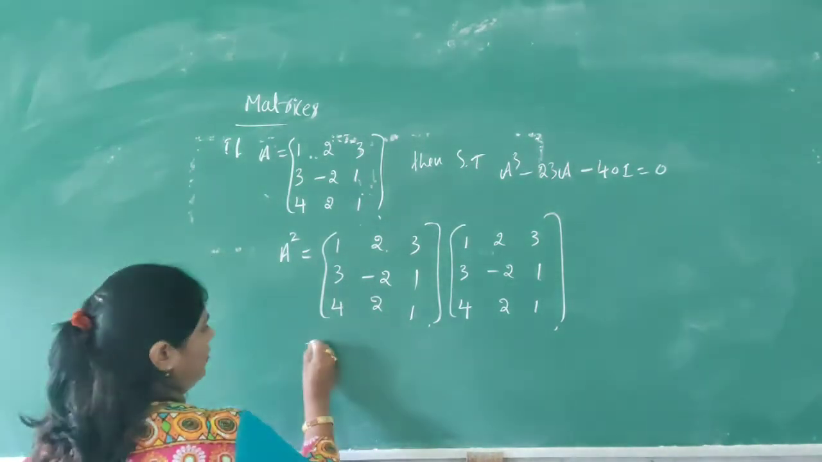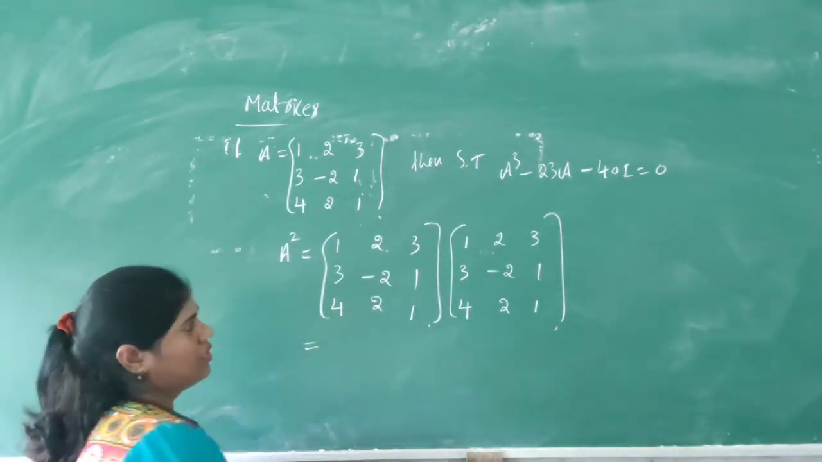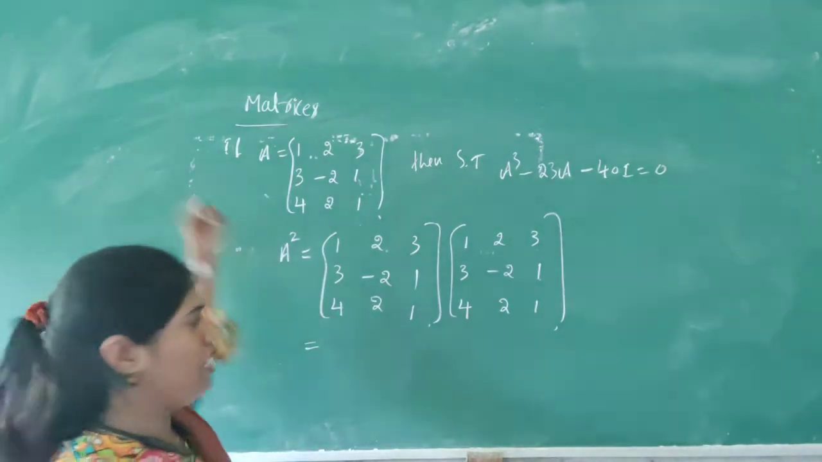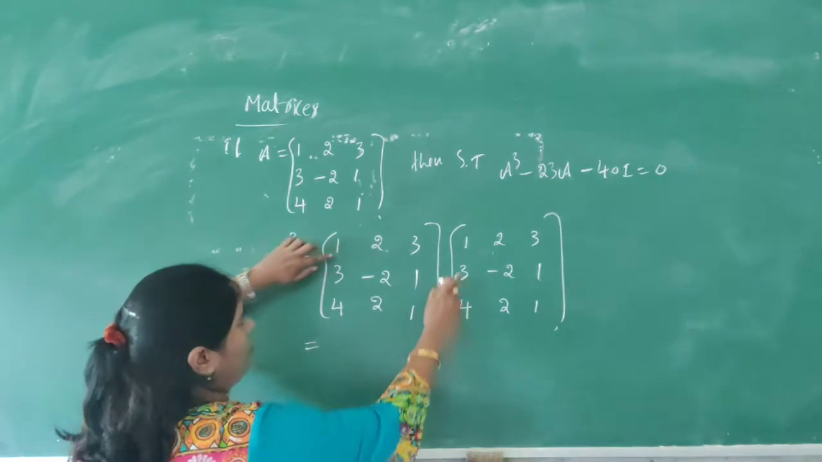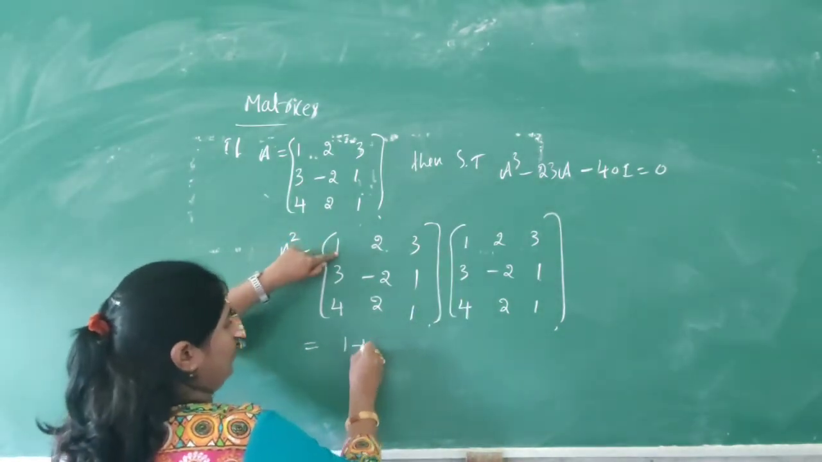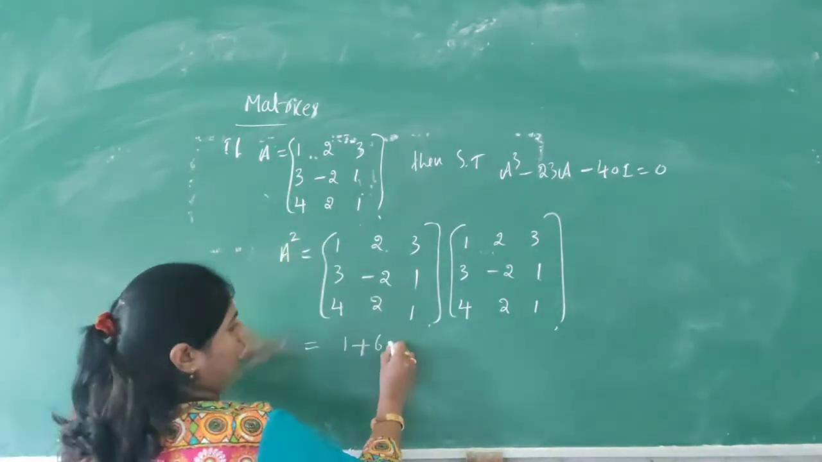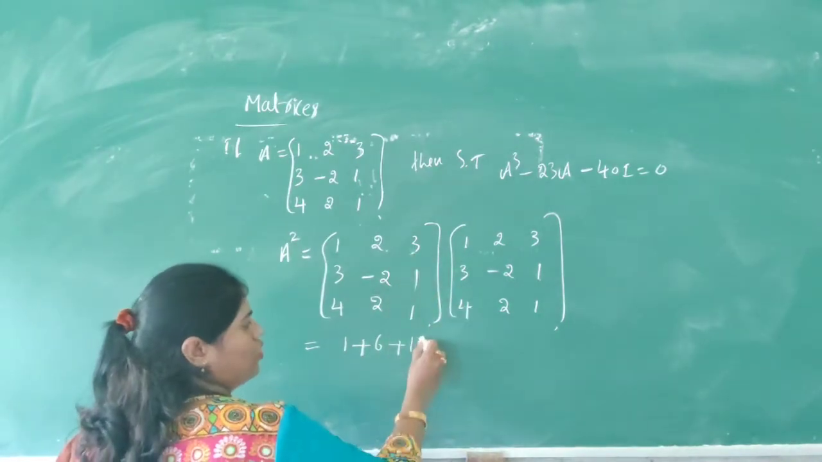So we have to multiply this. See, we have to multiply the corresponding elements. 1, 2, 3 is corresponding to 1, 3, 1. 1 times 1 is 1. Plus 2 times 3 is 6. Plus 3 times 4 is 12.